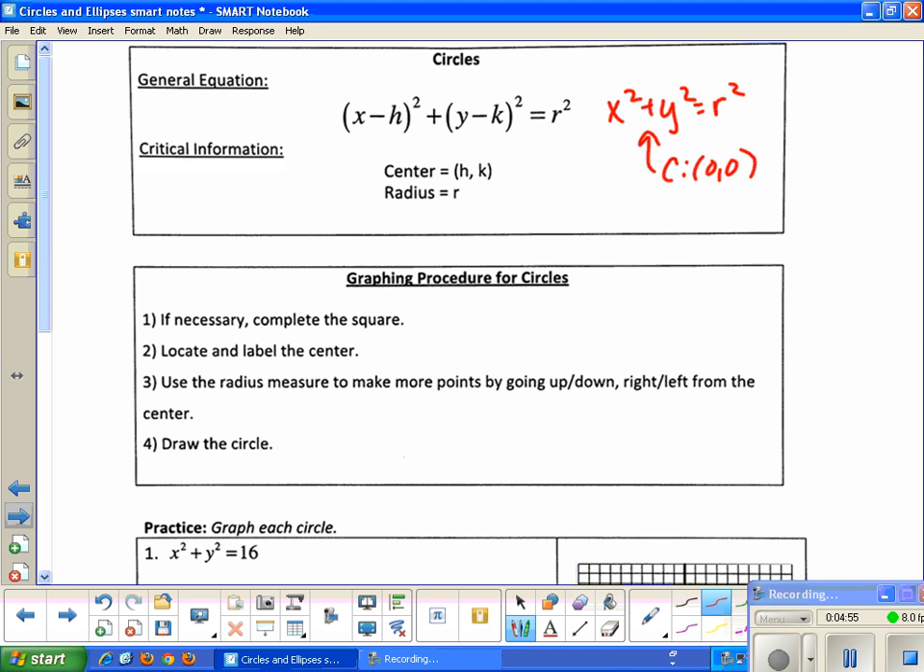When you're graphing circles, if necessary, complete the square so that it is in this form that we have right here. Locate and label the center. Use the radius to measure more points by going up, down, left, right from the center, and then draw the circle.